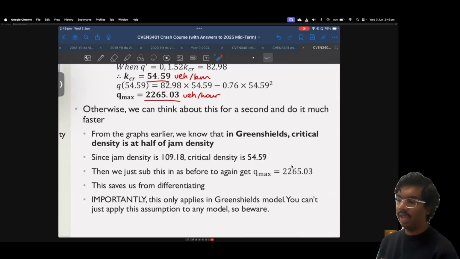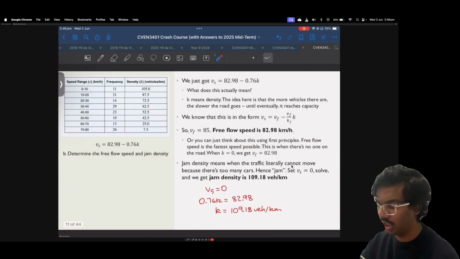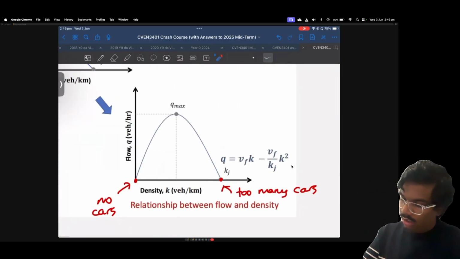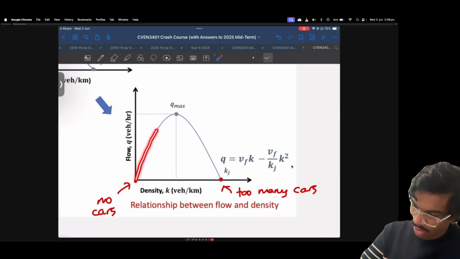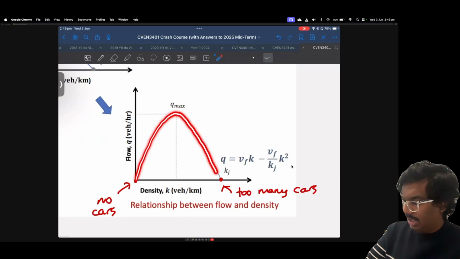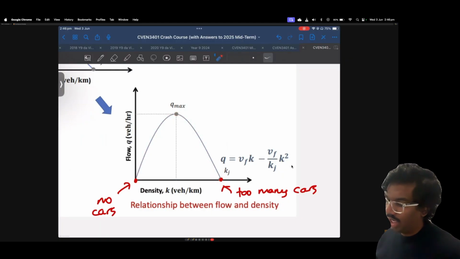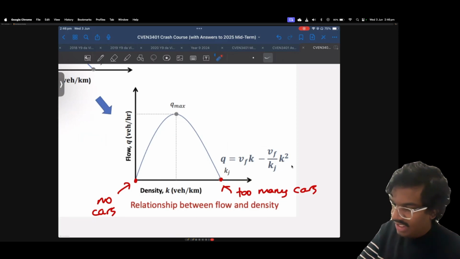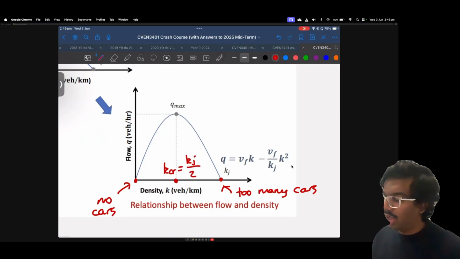So if you remember from earlier, I was telling you in Greenshields, critical density is at half of jam density. Okay, so I'm going to go back and show you. If we relate flow and density, you can see this is where we have too many cars. As density goes up, you're getting more cars through the system per hour until we reach a maximum point where we start to have a traffic jam, and then we reach too many cars. But it just so happens that because it's a linear relationship for Greenshields, the maximum flow is at half of the maximum density. Okay, so KCR equals KJ over 2. So you save a lot of time when you do that.